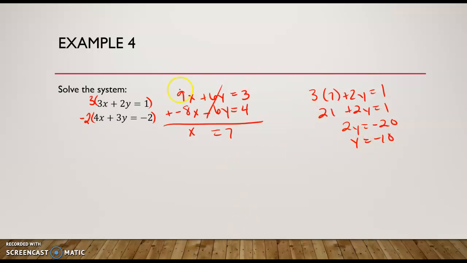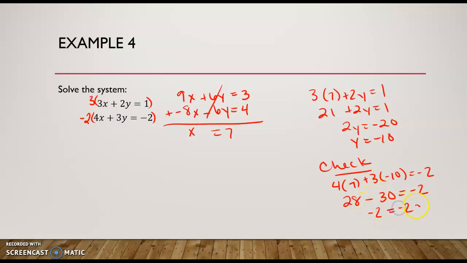And then from here, because I checked in the 3x plus 2y, I'm going to check in the 4x plus 3y. So 4 times 7 plus 3 times negative 10 should equal a negative 2. And so 4 times 7 is 28 minus 30, because 3 times a negative 10 is negative 30, equals a negative 2. 28 minus 30 is negative 2. So negative 2 equals negative 2. So as an ordered pair, I've got 7 comma negative 10, and that is my answer.